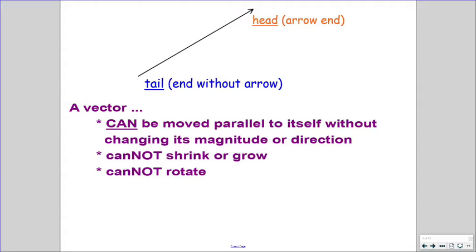A couple of things to note about vectors. A vector can be moved parallel to itself without changing its magnitude or direction. So we can pick vectors up and move them parallel to themselves, but we cannot shrink or grow vectors because those become new vectors. The magnitude changes when we shrink or grow a vector. We cannot rotate vectors either. Once we start changing the direction of the vector, then we have a new vector with a different direction.